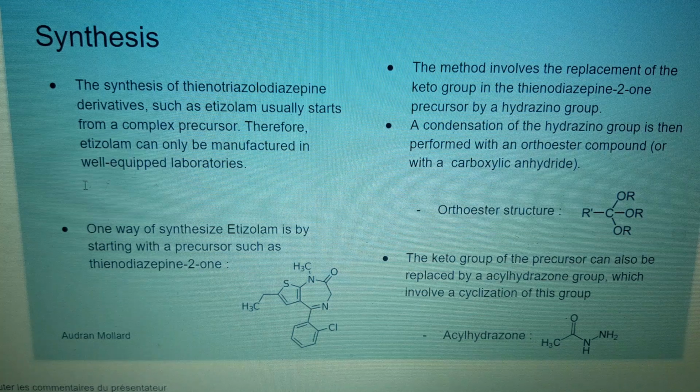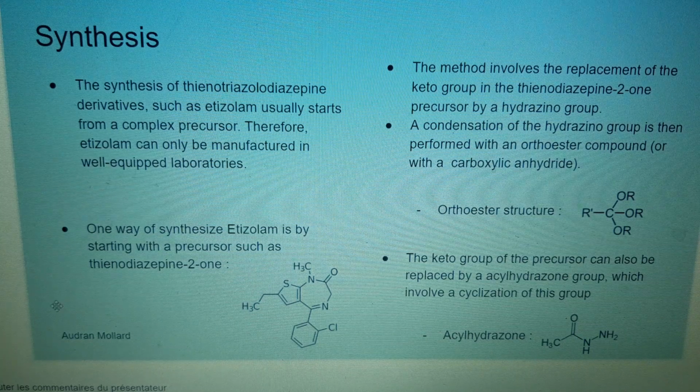With this method, you have to replace the keto group with the hydrazino group and then perform a condensation on this hydrazino group to obtain the Etizolam structure. You can also replace the keto group by an acid hydrazone group and then perform a cyclization of this group to obtain the Etizolam.